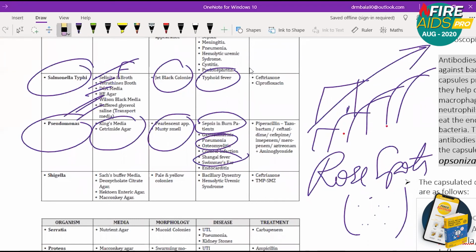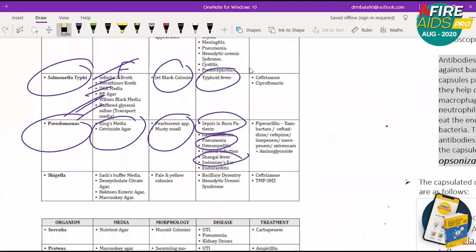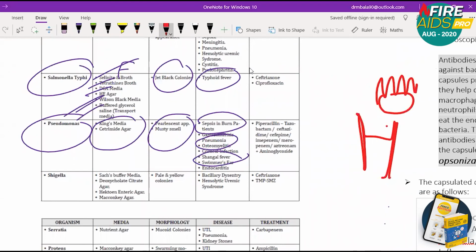So to make you memorize it, the best way is again a picture. You must remember a king who is holding a scepter in his hand. So King's media and Cetrimide agar. Scepter means Cetrimide agar. King's media, Cetrimide agar.